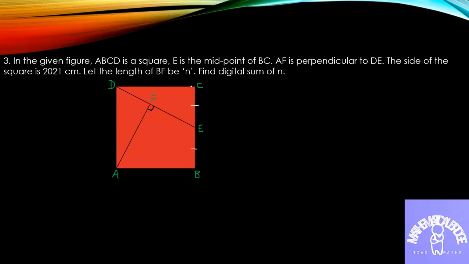Now AF is the perpendicular to DE. So DE is this segment you can see, and AF is perpendicular to it. The side of the square is 2021 centimeters. Let the length of BF be n. Find the digital sum of n. So 30 seconds I would give to think about the question, because this is a pretty good question. Easy as well.